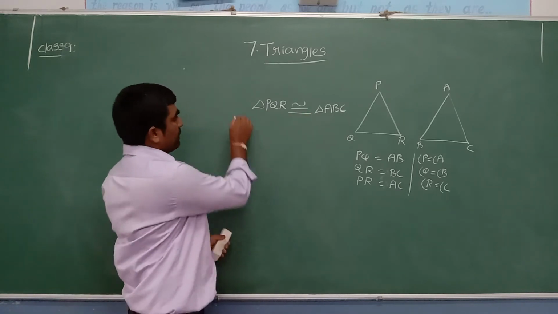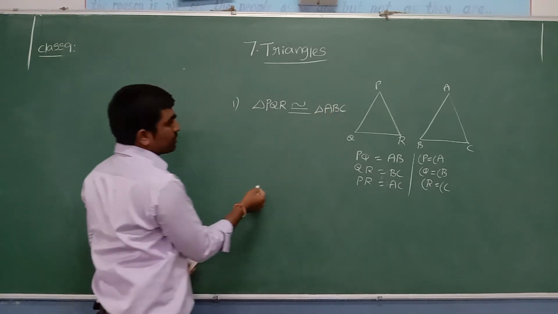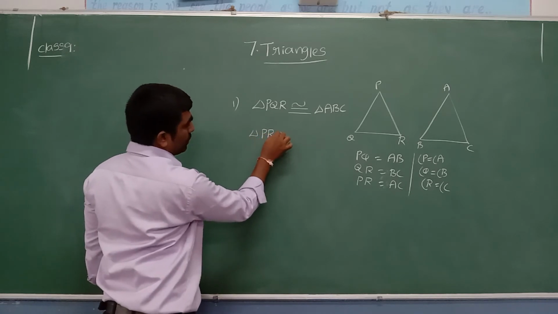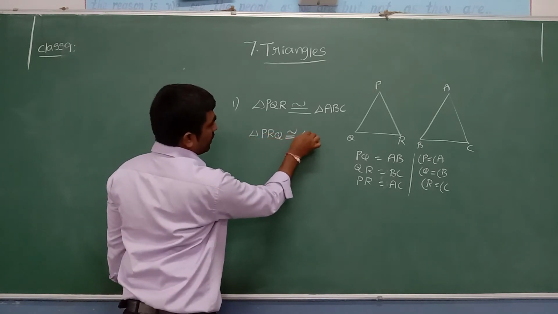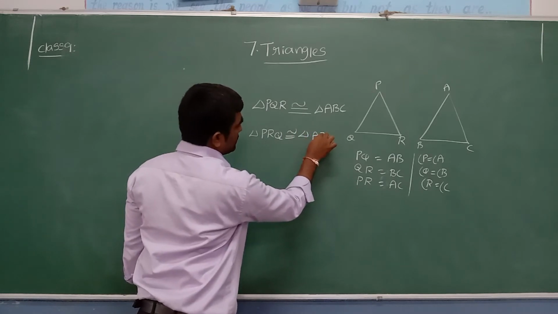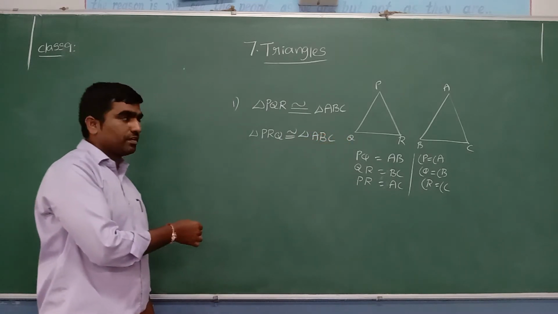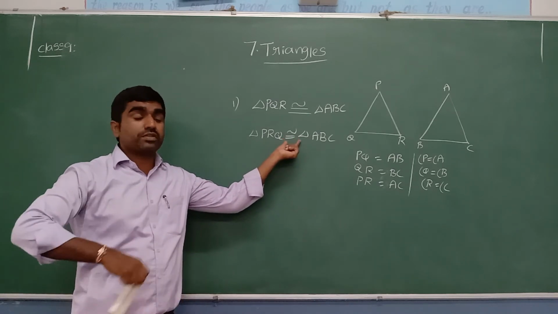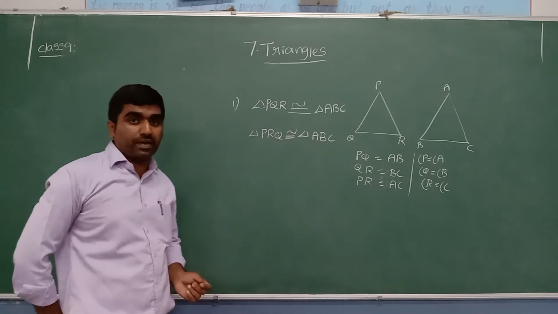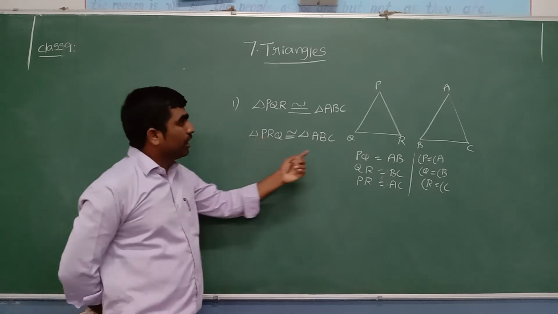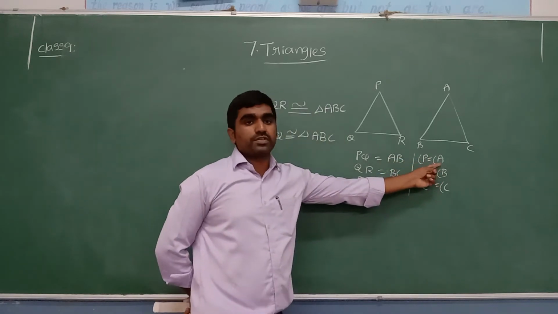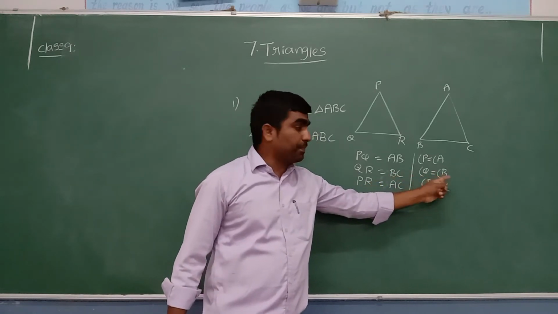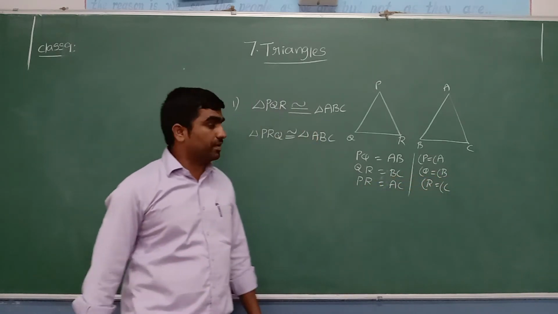Now I have a question. I wrote triangle PQR is congruent to triangle ABC. One of the students wrote: sir, triangle PRQ is congruent to triangle ABC. Is it correct? Can you represent it like this? We will check it first. When representing in symbolic form, make sure that corresponding angles are in corresponding places. Angle P is equal to angle A, they must be in the same place. Angle Q is equal to angle B, and R is equal to C, they must be in the same places.